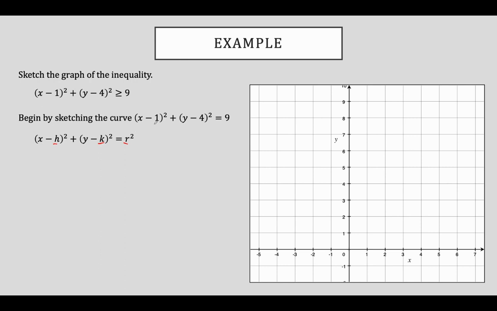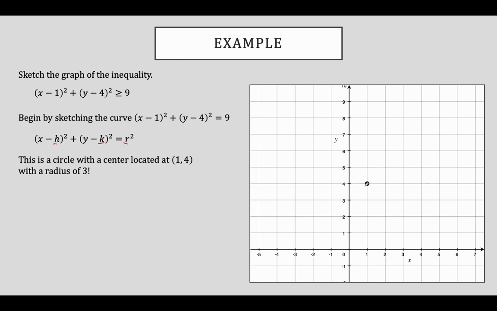Well, in this particular case, h is going to be 1, right? x minus h. k is going to be 4, y minus 4. And r is going to be equal to 3, right? 3 is the square root of 9. And so this means we have a circle with a center located at 1, 4 that has a radius of 3.